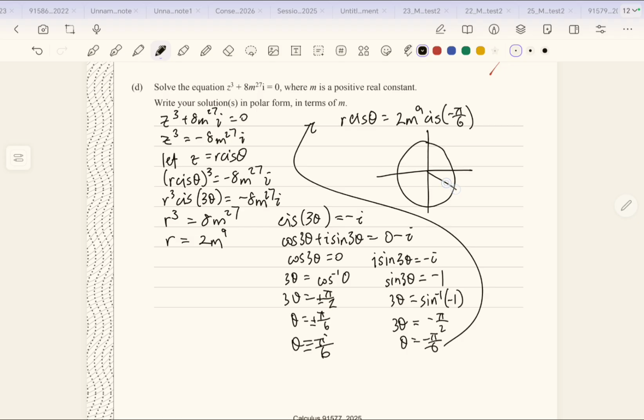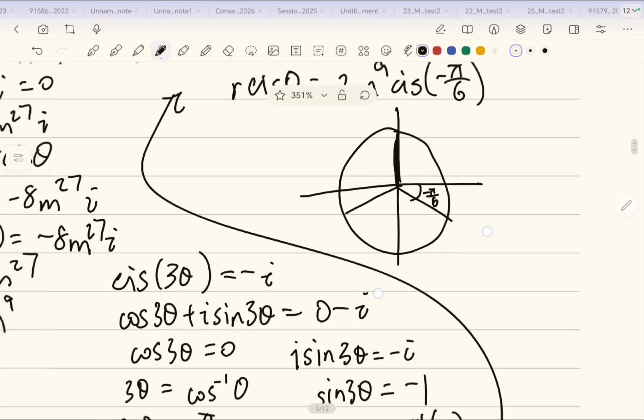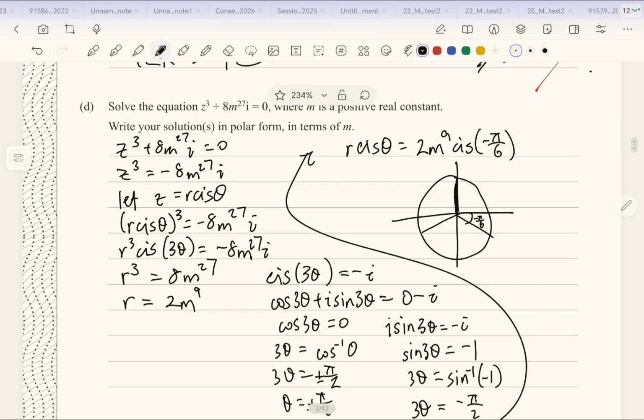So we have a root here at an angle of negative pi on 6. Let's zoom in a bit for that. We have an angle here for negative pi on 6. By the conjugate root theorem, we should have another root here, and then the third root goes here. So these are our 3 roots, and we have to find the angles for that. The angle for this is quite easy. It's just pi on 2 or 90 degrees.